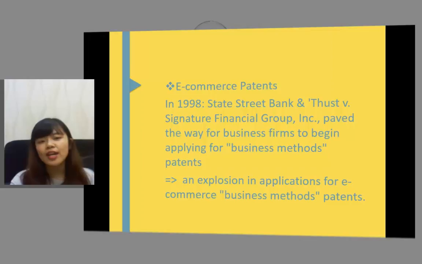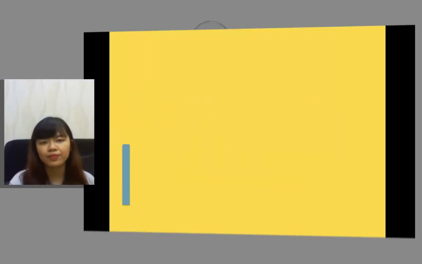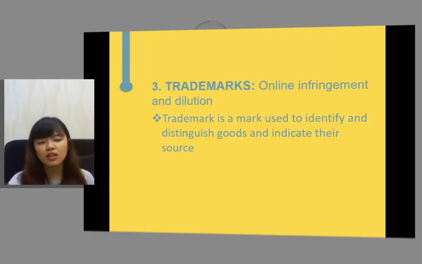In 1998, State Street Bank and Trust versus Signature Financial Group paved the way for business firms to begin applying for business methods patents. This led to an explosion in applications for e-commerce business methods patents. And the last type of intellectual right is trademark, which concerns online infringement and dilution. Trademark is a mark used to identify and distinguish goods and indicate their source.